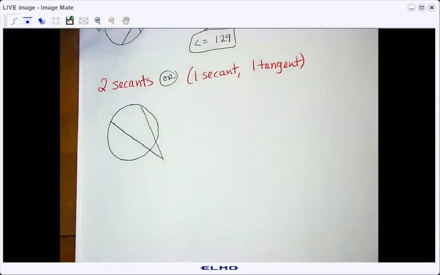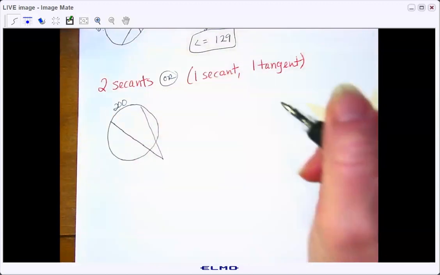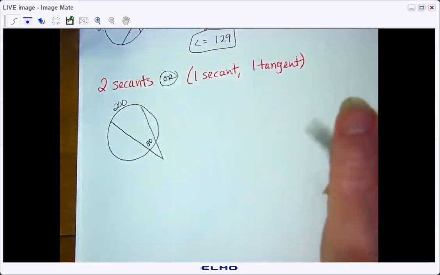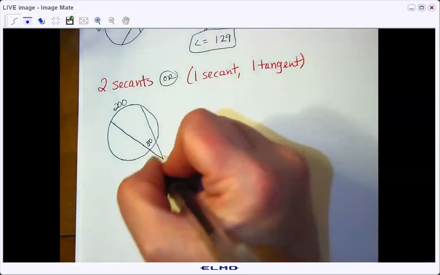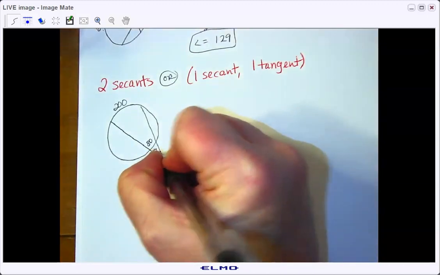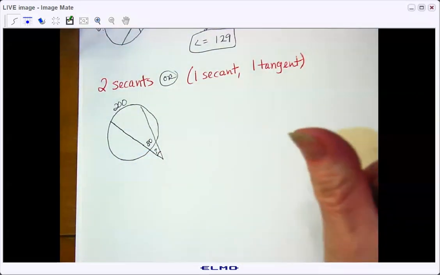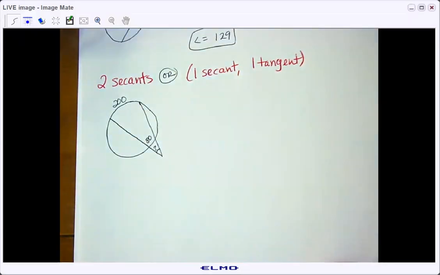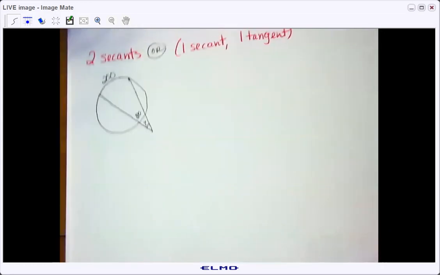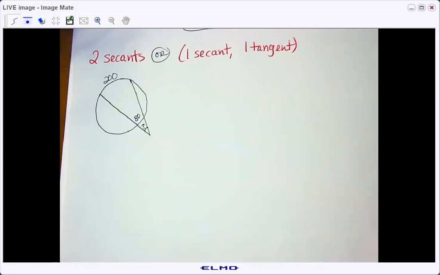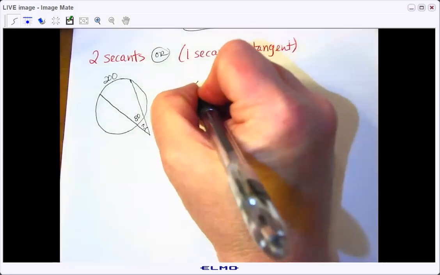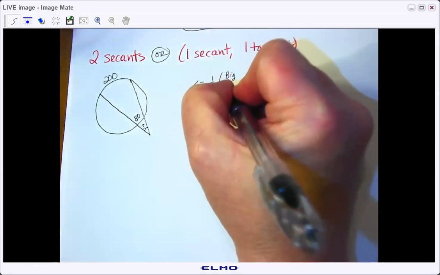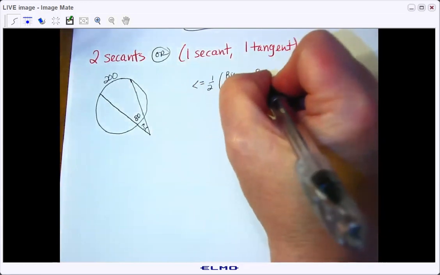I'm going to call this arc 200 and this arc 80. My circles and stuff are never going to scale, so sorry. We want to find this angle, the one out here in like the tail. So that has a very similar formula to the last one. So this one, the angle is equal to 1/2 the big arc minus the small arc.